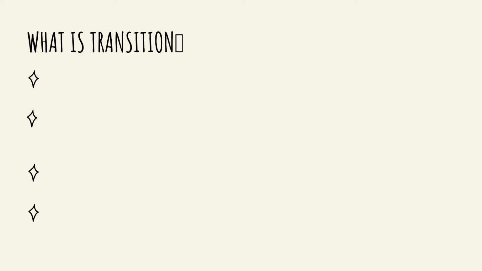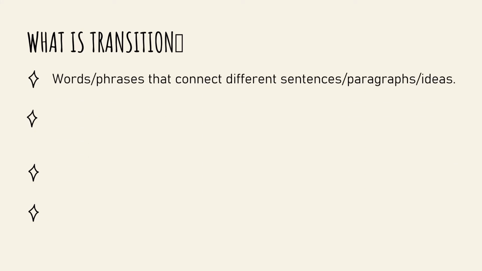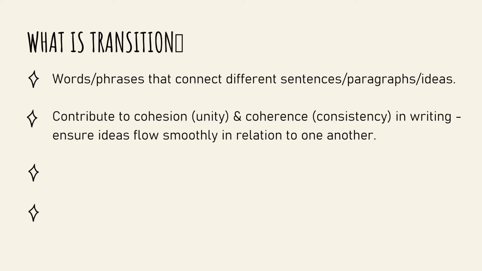All right, let's take a look at the definition of transition first. Transition refers to words or phrases that connect different sentences, paragraphs, or ideas. Okay, words that connect sentences, paragraphs, or different ideas. Now, transition contributes to cohesion. Cohesion is the unity of a particular paragraph or sentence, and the coherence or consistency in writing.